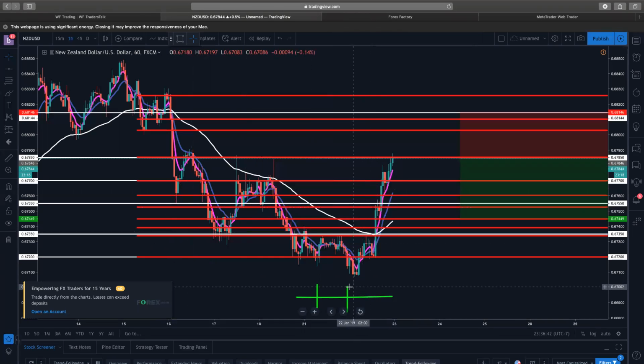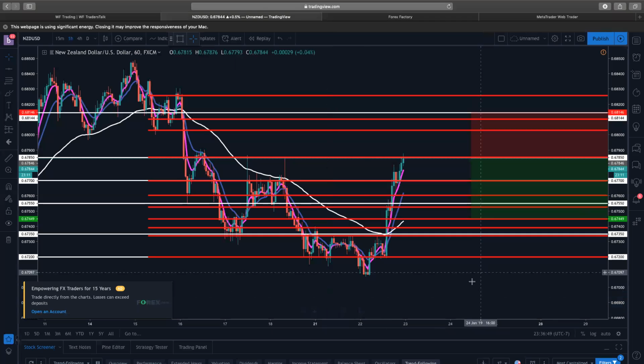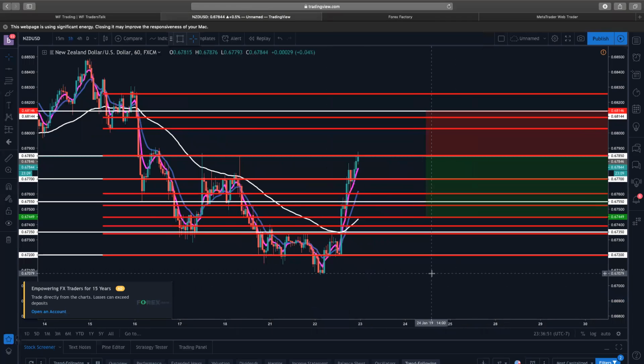So other than that, does anybody else have any pairs that they would like to see marked up? We got 3 minutes left, so I could run through a little speed markup.